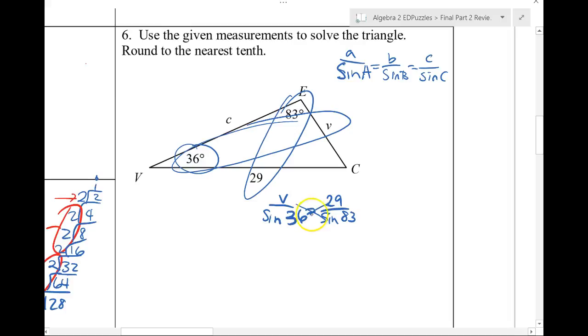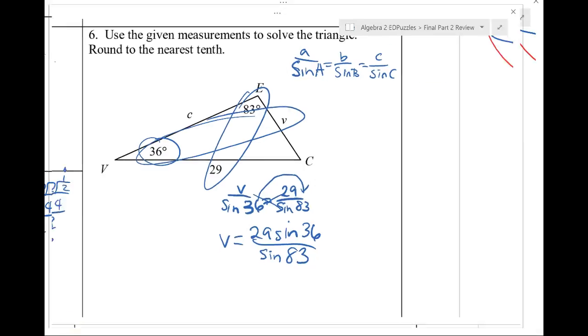And remember, when you cross multiply, you don't have to multiply this v to this sine down here. You could just go ahead and move this sine up here. Okay? And you get the same result. So now it's v. And if you want to cross multiply and then divide both sides, it's fine, if that's what you're used to. But this could be a little easier for you. So now 29 times the sine of 36 over the sine of 83.